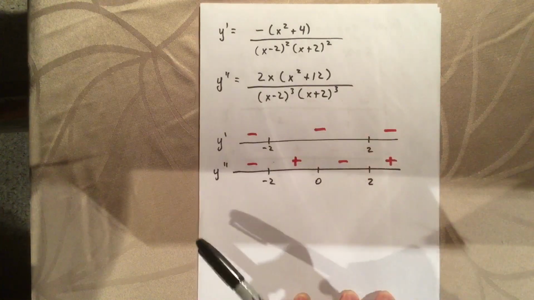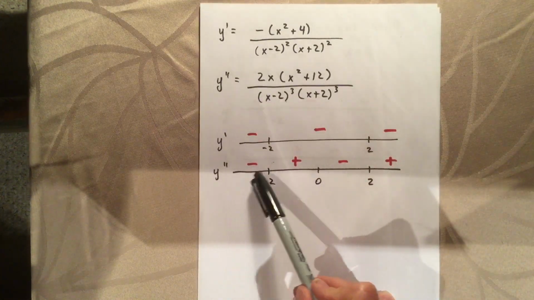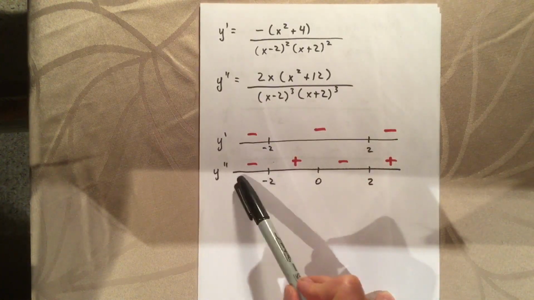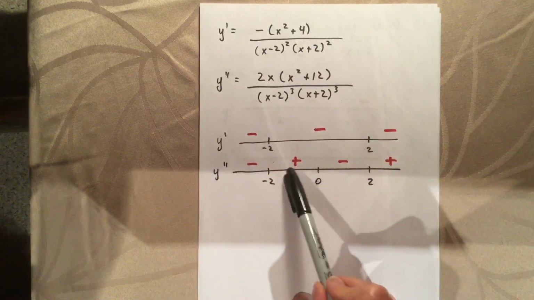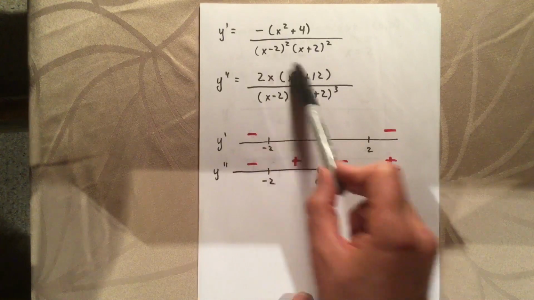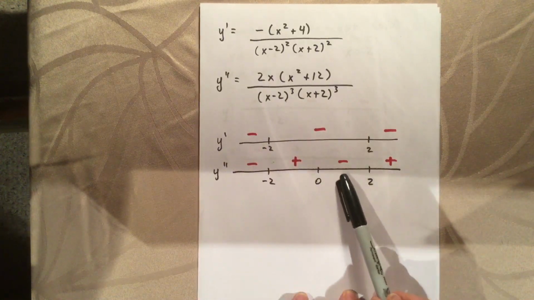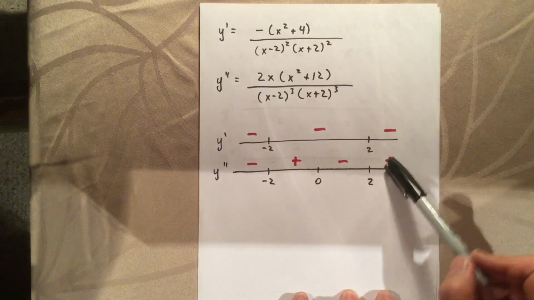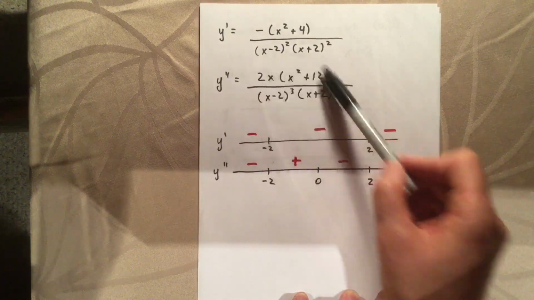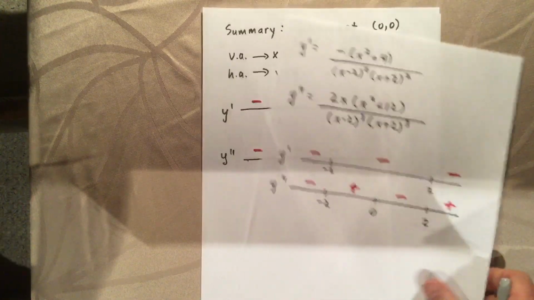For y prime prime, again, if you're not sure how to do it, plug in a number. If you plug in negative 3, this quantity is negative. If you plug in -1, this quantity is positive. If you plug in 1, this quantity is negative. And if you plug in a number greater than 2, this quantity is positive.